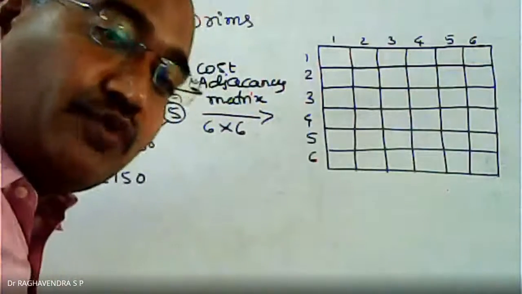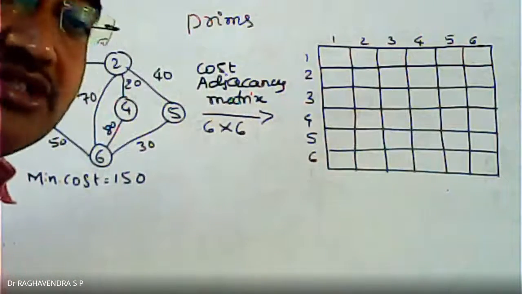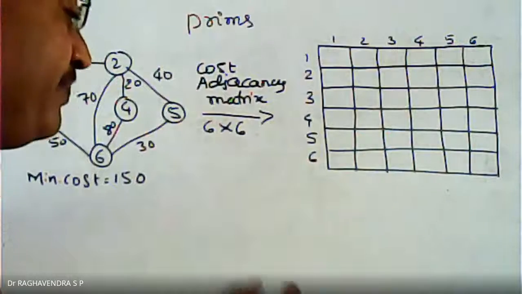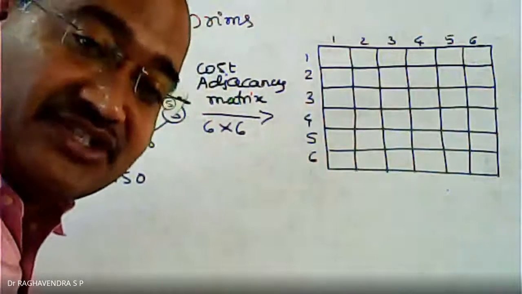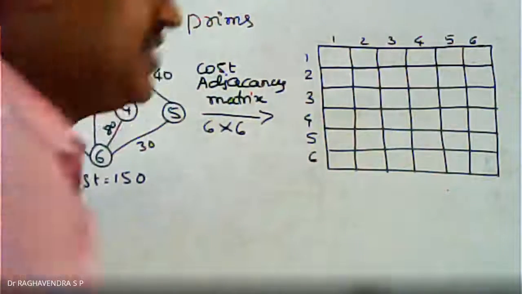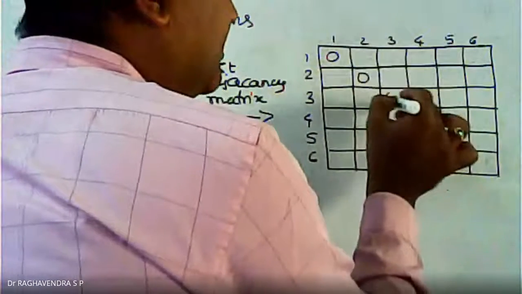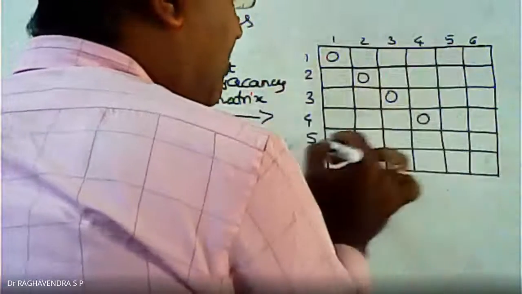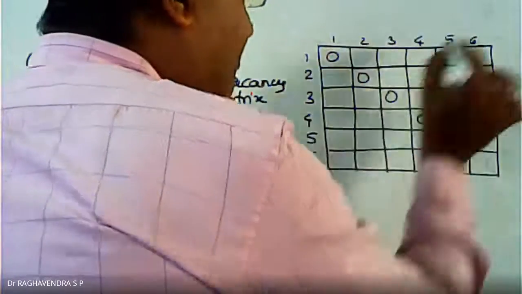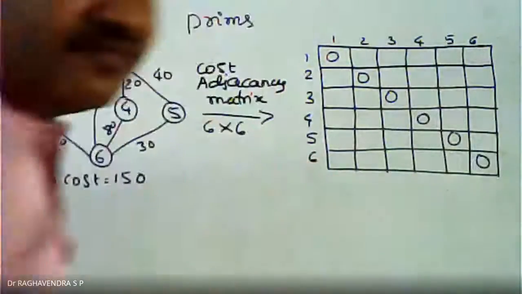The principal diagonal is 0, because the cost of visiting 1 to 1, 2 to 2, 3 to 3 is zero. Just like the distance from Shivamogga to Shivamogga is 0, right? So 1 to 1 is 0, 2 to 2 is 0, 3 to 3 is 0, 4 to 4 is 0, 5 to 5 is 0, 6 to 6 is 0.